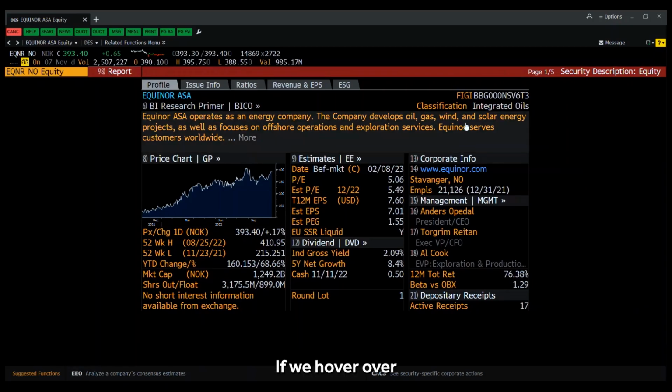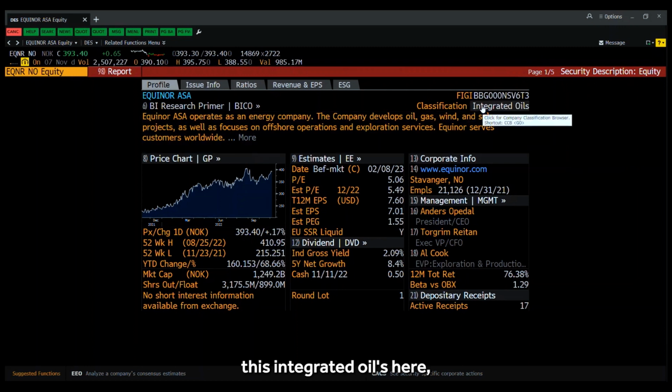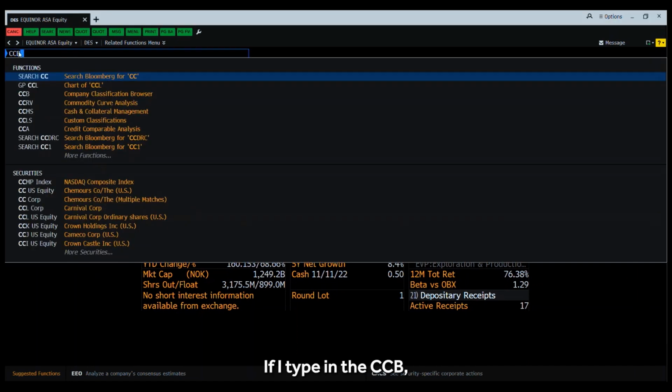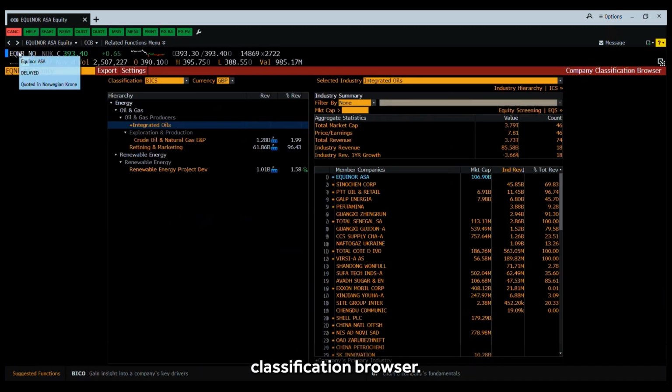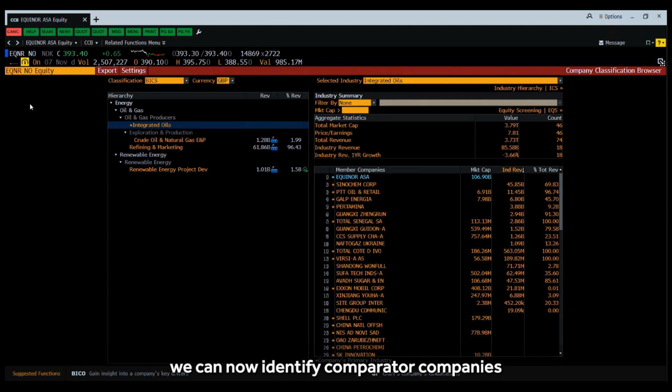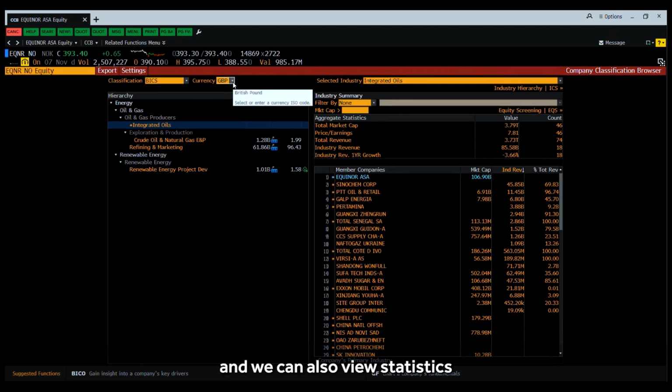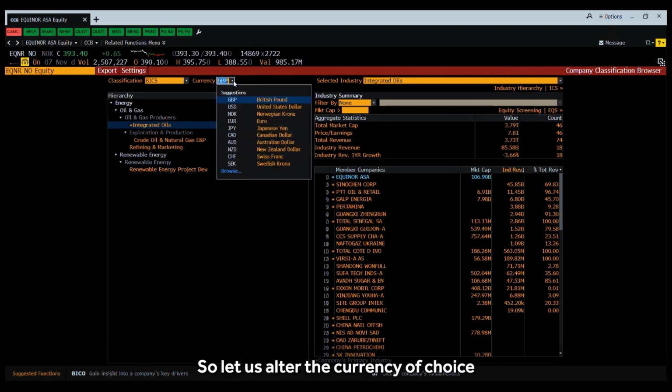If we hover over this integrated oils, here we can see that there is a CCB shortcut. If I type in CCB, this takes us to the company classification browser. Now, inside the company classification browser, we can now identify comparator companies by classification, and we can also view statistics in our currency of choice. So let us alter the currency of choice to US dollars.